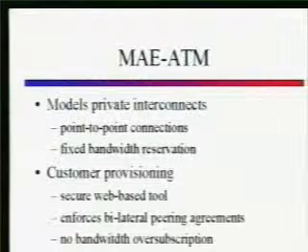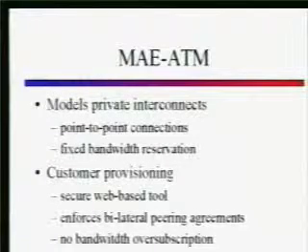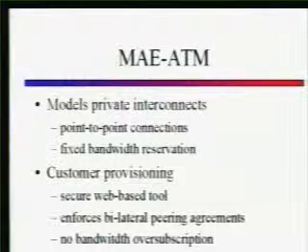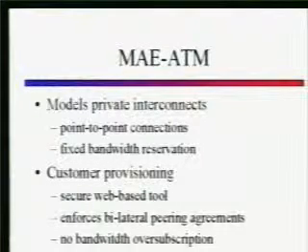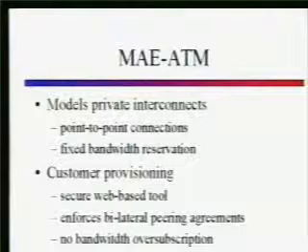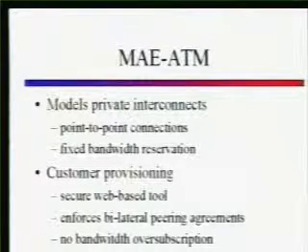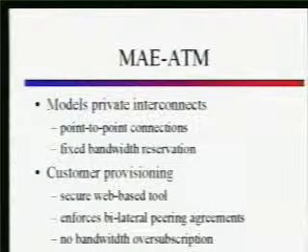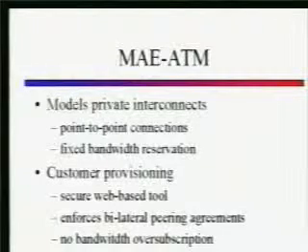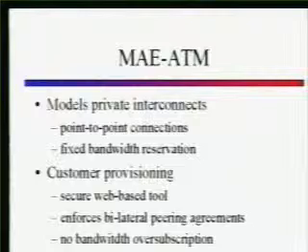The other thing that's different about it is that the customers are going to be provisioning their own circuits as soon as we get this wonderful tool deployed that we've been working on for so long. Based on the web, security, yada yada. The main thing that's exciting about it is that it will enforce bilateral peering agreements. Provider A and provider B have to agree before the circuit gets built. They have to agree on the size of the circuit. And the tool also enforces no bandwidth oversubscription on the switch. So you won't be able to point to us and say that our switch is dropping your cells, packets, whatever.